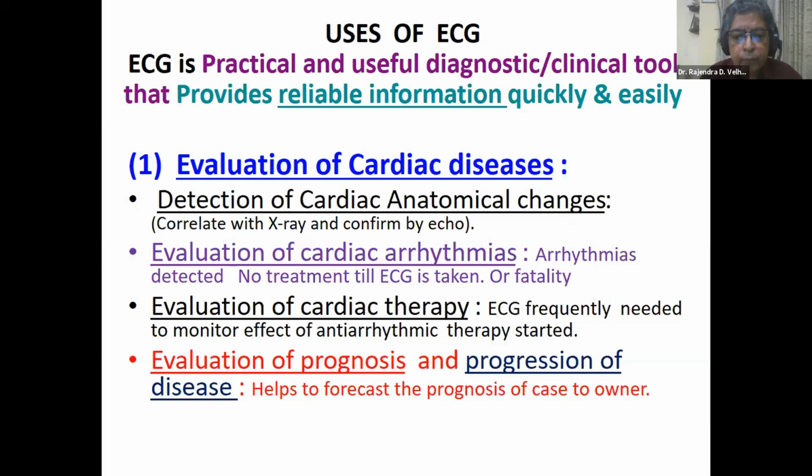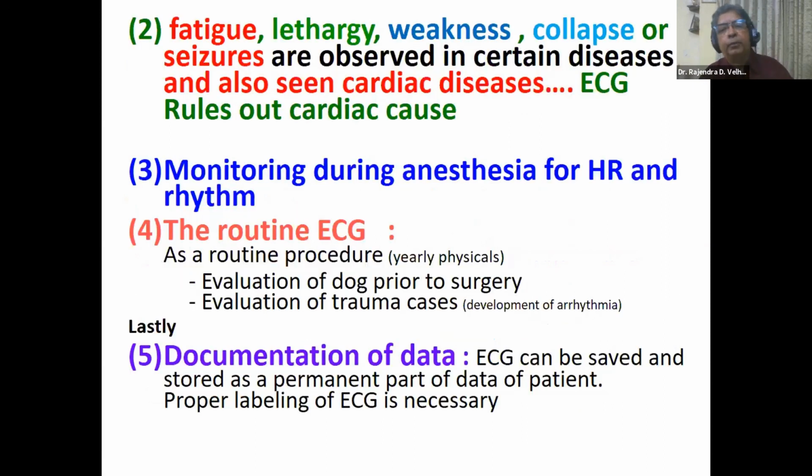Now, once we have identified the arrhythmia or detected the cardiac disease, then a suitable cardiac therapy is suggested, and then the patient has to be followed up to see the progress of the disease or the effect of the therapy on the patient. Therefore, ECG helps us to follow the progression of the disease or the effect of the therapy on the patient. Also, it gives us the prognosis of the condition so that we can inform the owner accordingly about the fate of the patient.